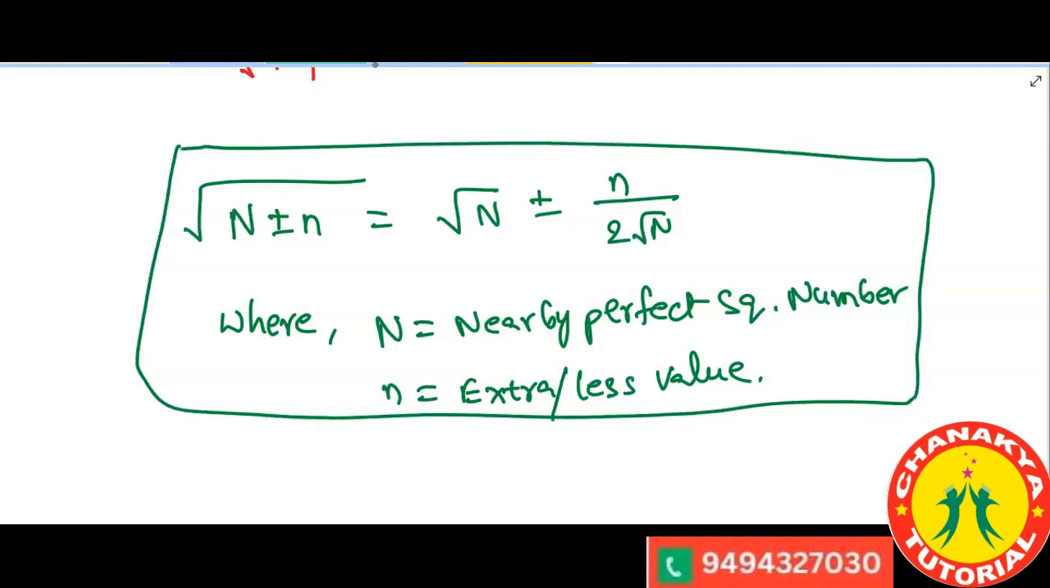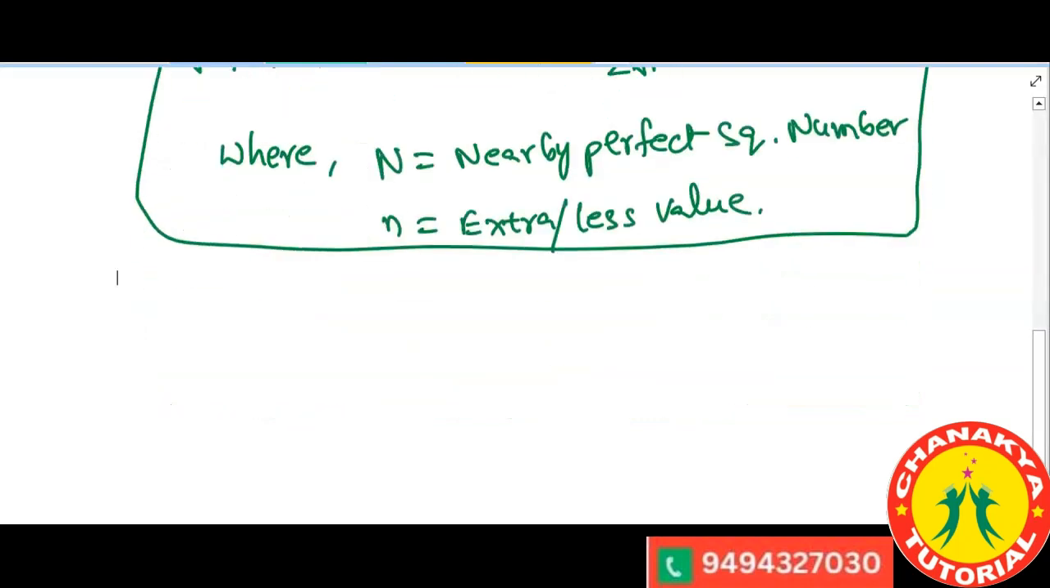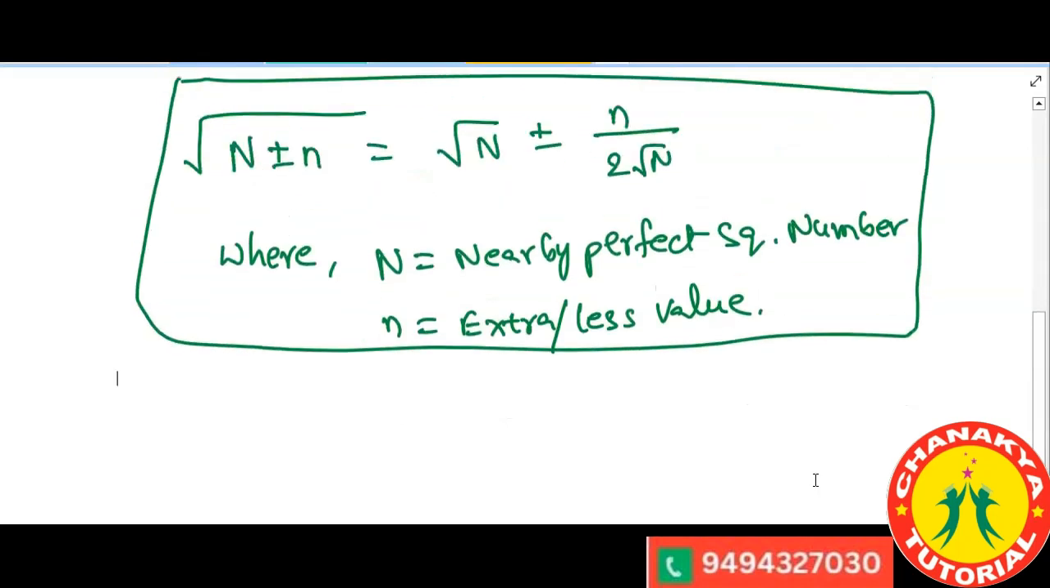Now, we'll apply this formula on one example. Let me take 40 only, under root of 40. Is 40 nearby 36 or nearby 49? It is better to take 36. Then we can represent 40 like 36 plus 4, right? The difference is 4. Yes, sir, 36 plus 4.